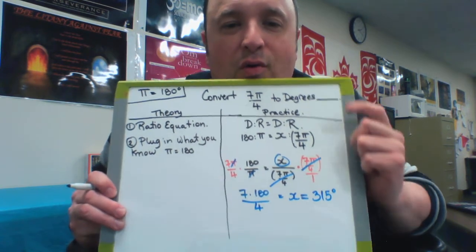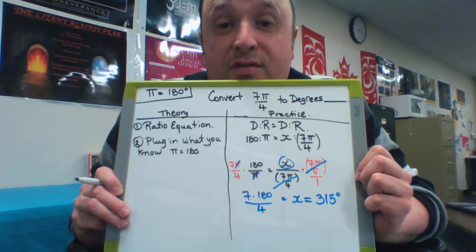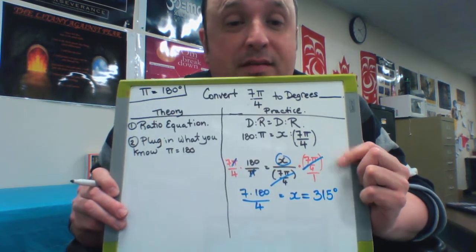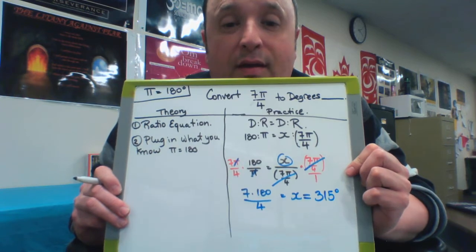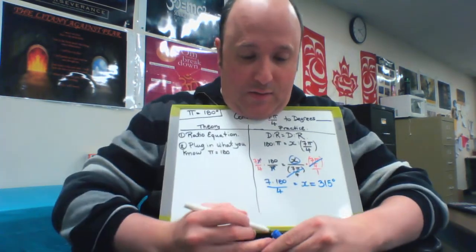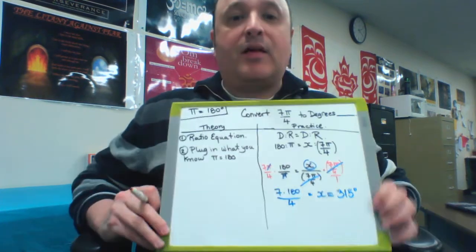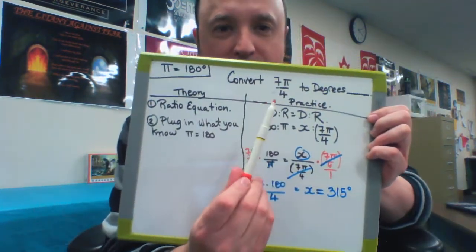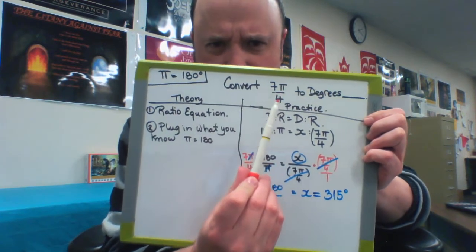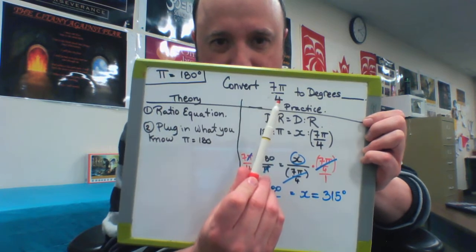Now, there are some shenanigans you can do here to make your life a lot easier. This whole setup of ratio work is fine, and if you're ever stuck, you can always revert back to basic principles and do it this way. But I want you to notice something. Check this out. This is awesome. What was my original? My original was 7 pi over 4, 7 times pi divided by 4.